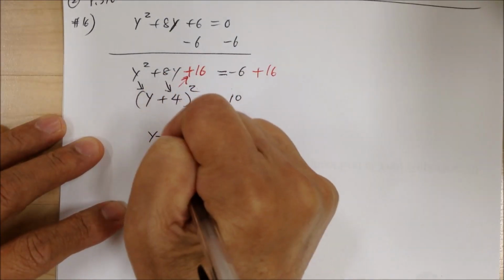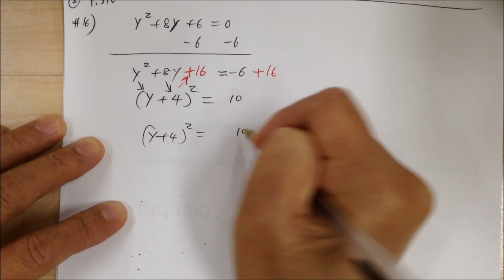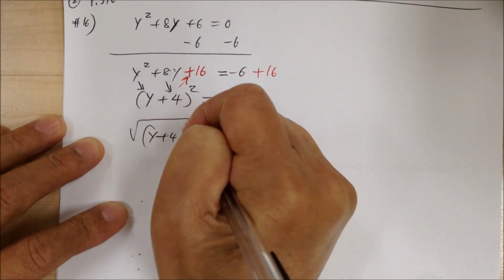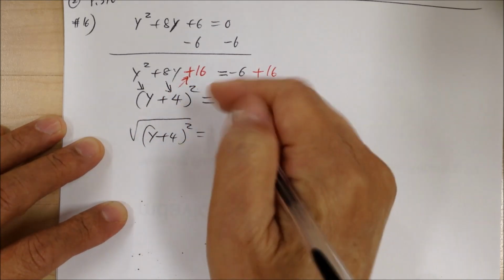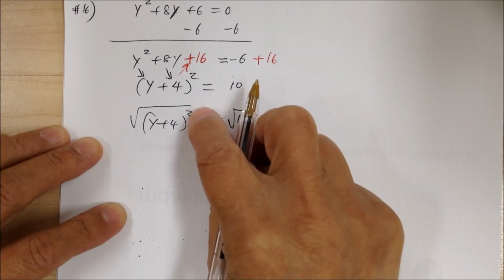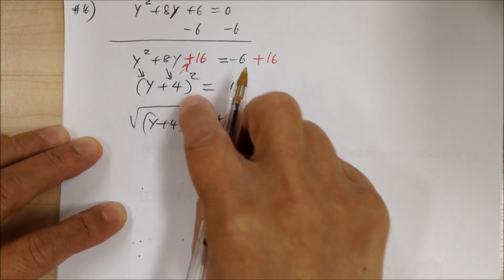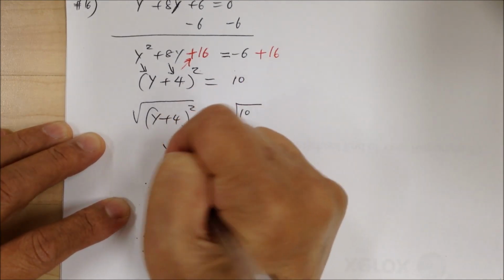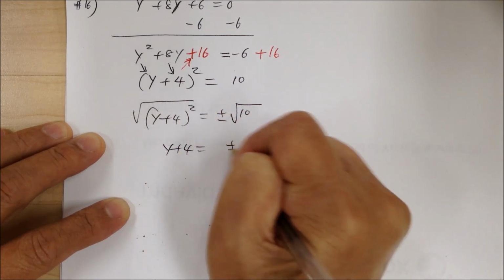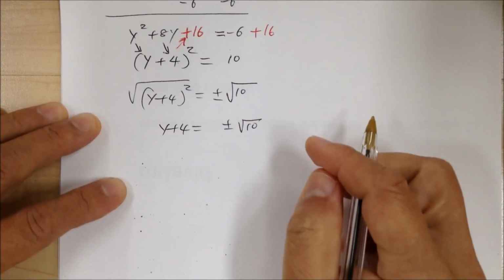So now to solve, you're going to take the square root on both sides. And again, remember to do plus or minus. So square and square root cancel out. That's the reason you don't need to undo the square. So you got y plus 4 equal to plus or minus square root of 10. This one cannot be simplified.